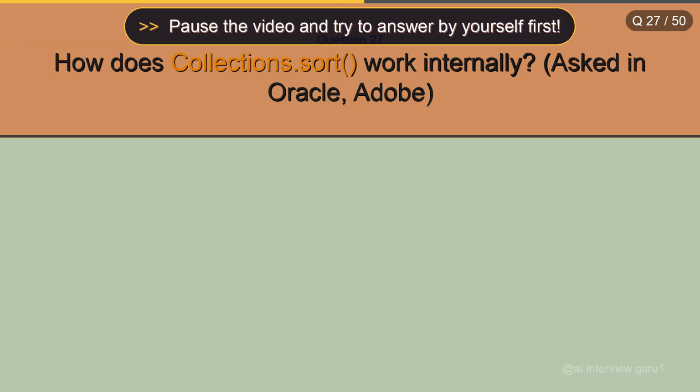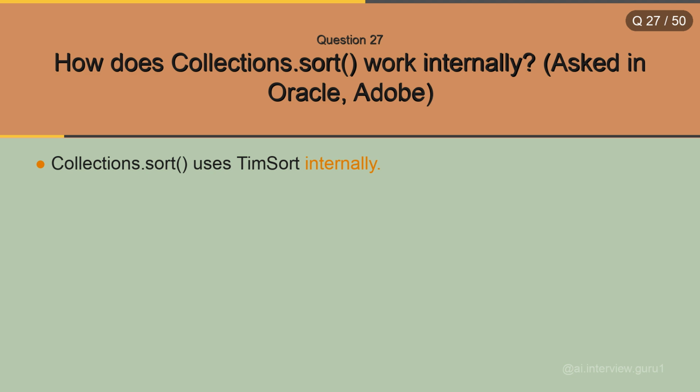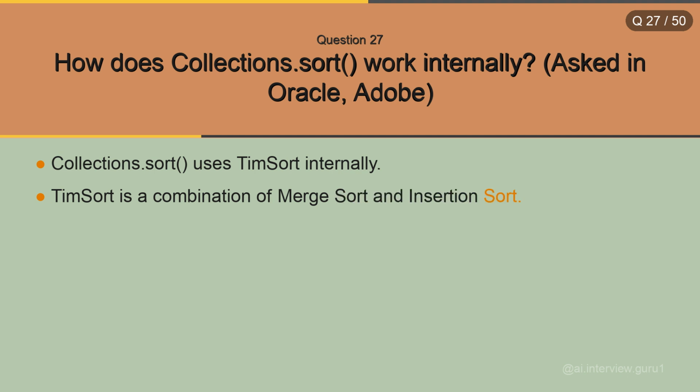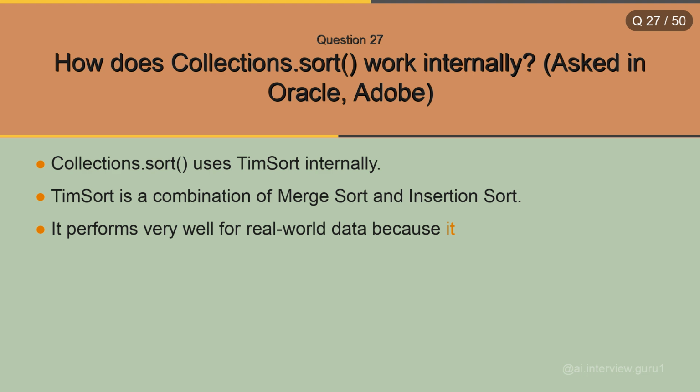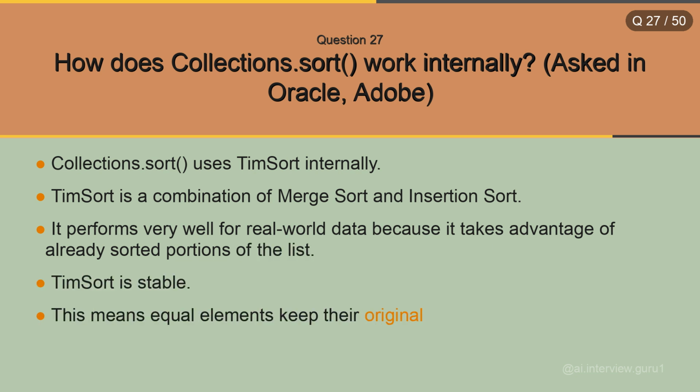How does collection sort work internally? Collection sort uses TimSort internally. TimSort is a combination of merge sort and insertion sort. It performs very well for real-world data because it takes advantage of already sorted portions of the list. TimSort is stable. This means equal elements keep their original order after sorting.